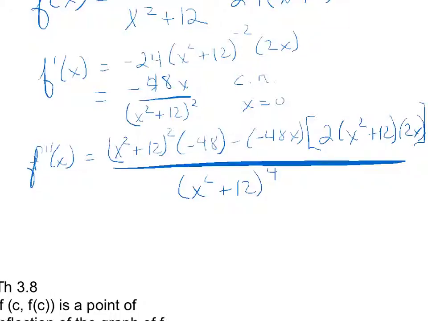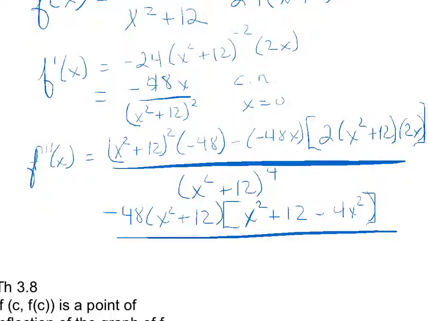All right, so if we're looking at this, we have a negative 48 that's common and we have an x squared plus 12 that's common. So that's what I'm going to factor out. A negative 48 x squared plus 12, and when we do that, we're left with x squared plus 12 minus 4x squared, all over x squared plus 12 to the fourth.